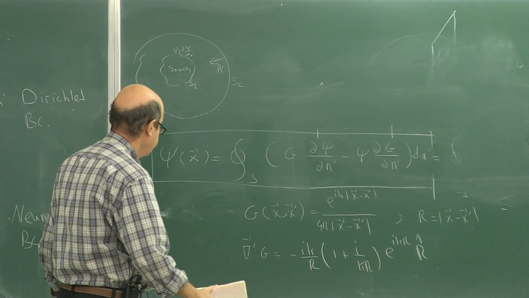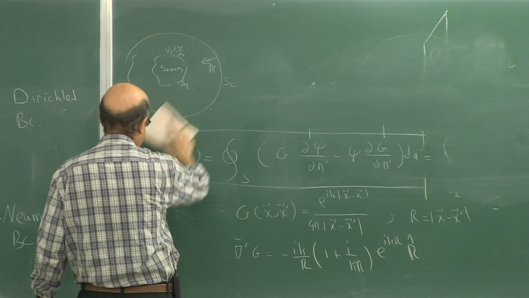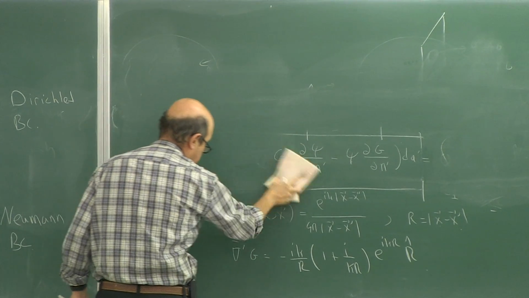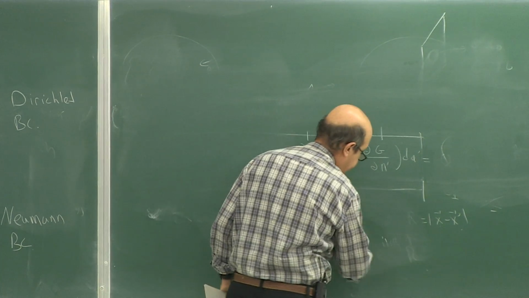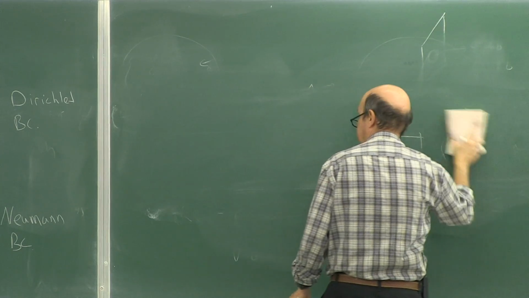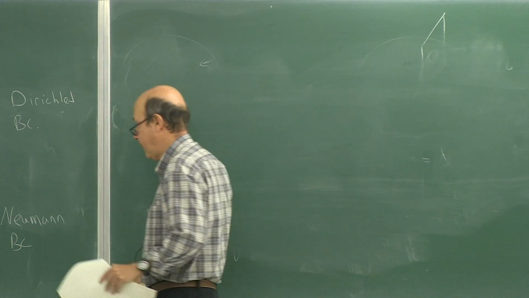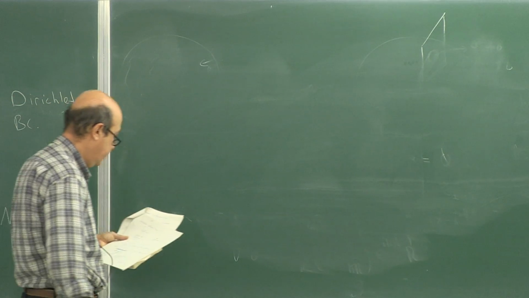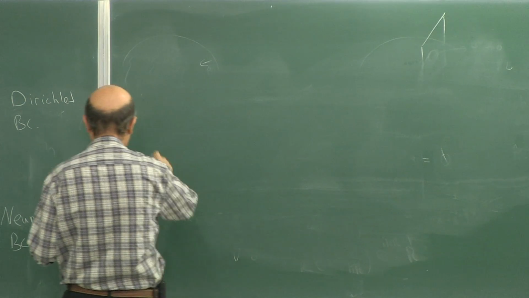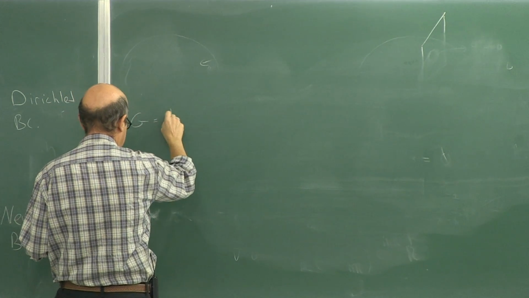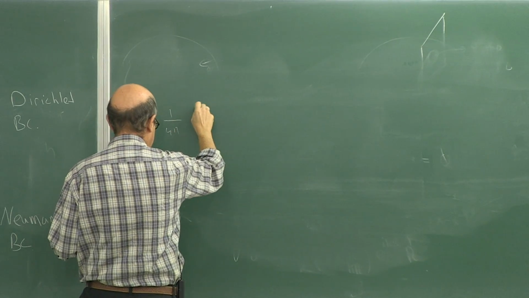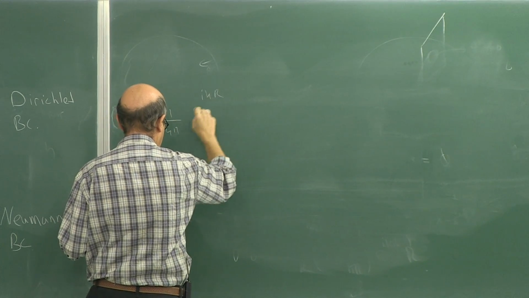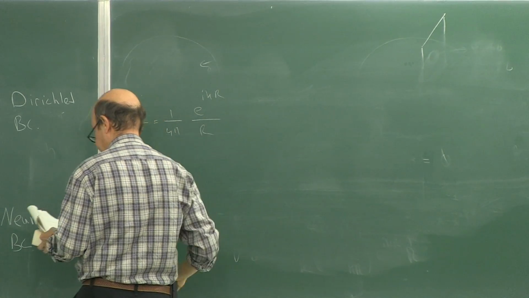So maybe we can find. So let us approach the problem of finding boundary conditions satisfying one of these boundary conditions. So Green's function is of the form of what? The Green's function: 1 over 4 pi, e to the i k r over r.